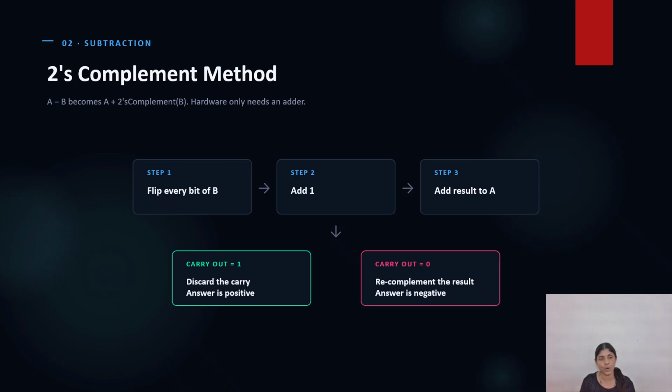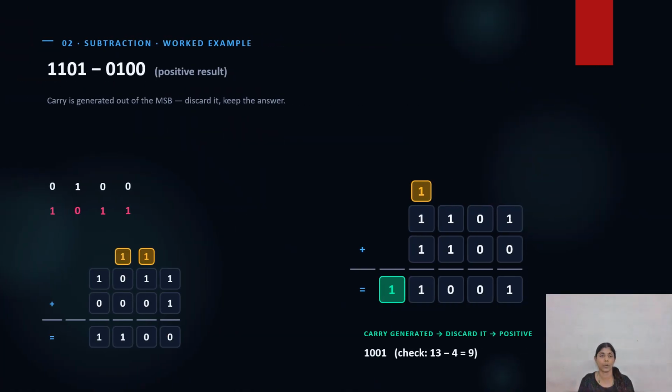Okay. Based on this, we'll do two problems. Right. One problem where carry out equals 1. One problem where carry out equals 0. Right. Okay. Listen to this problem. Subtraction.